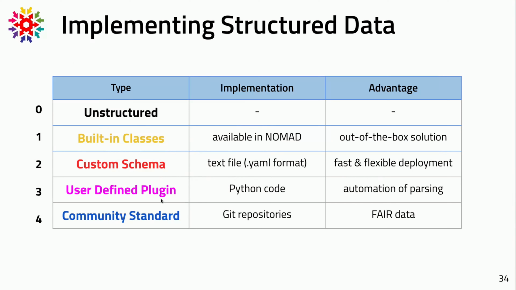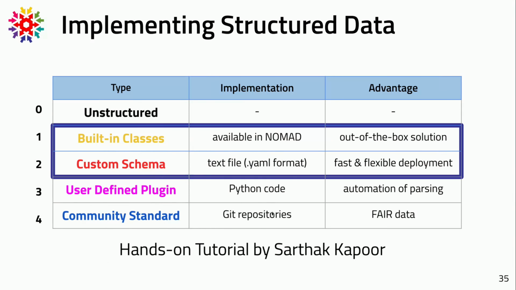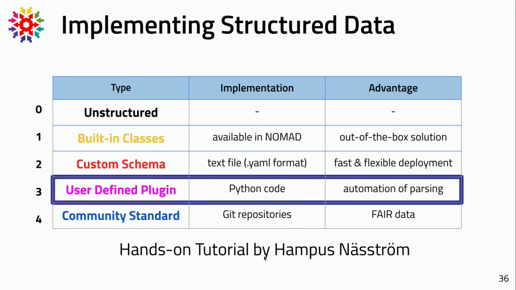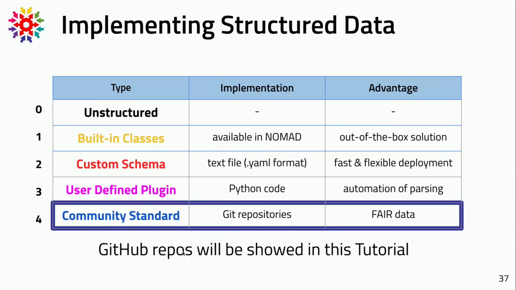When these plugins acquire more generality and are shared by different labs or institutions, they can be called community standard plugins, and we have some of them that I will show you later. This first part, levels 1 and 2, will be shown by Sarthak in the next part of the tutorial, and then we will also have Hampus showing us how to deploy a plugin. I will also show you the GitHub repos that one can check for the community plugins that we have available.